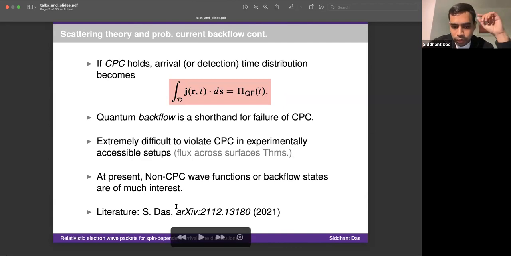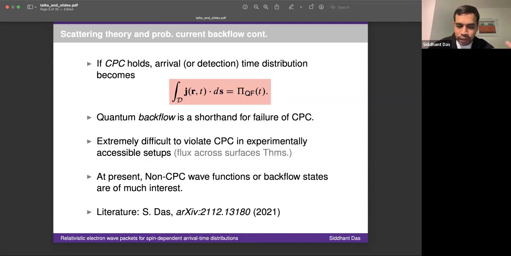But what we are going to talk about are exactly wave functions for which this condition is violated. And since I said they're very difficult to prepare or produce, we discuss what additional ingredients it takes to arrive at a non-CPC wave function. So CPC stands for current positivity condition, okay?